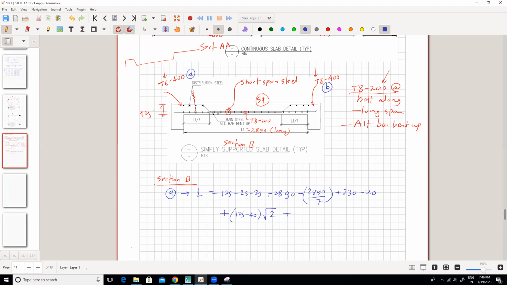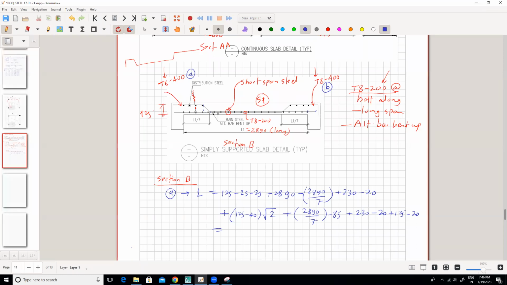How much will that come to then? You know it, this is 45 degrees, so how far does it go ahead? 125 minus 40, right? So it will come to approximately 85. So L1 by 7 minus 85, plus 230 minus 20 plus 125 minus 20. Is it clear?